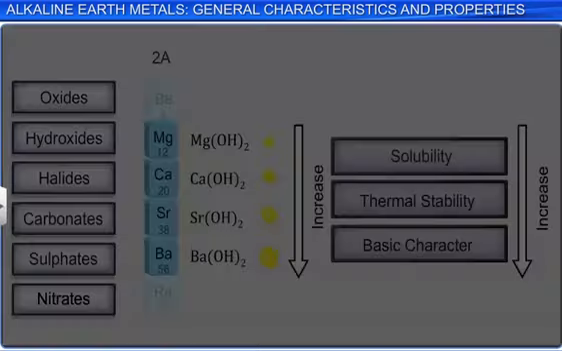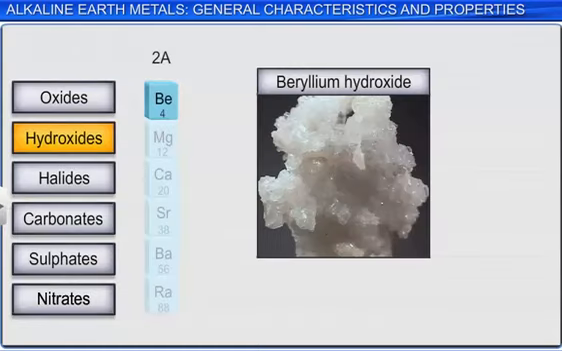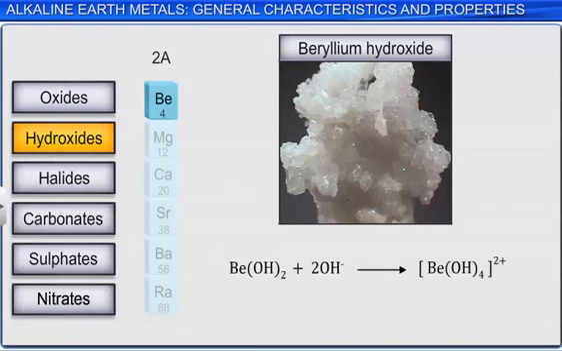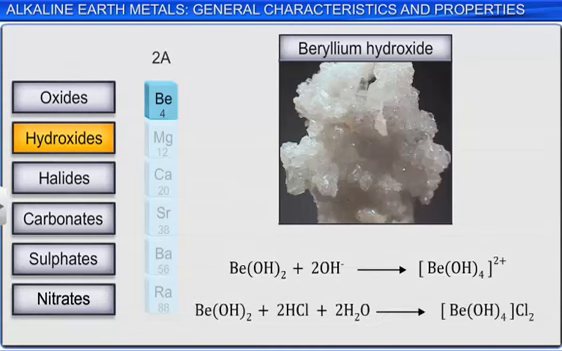Beryllium hydroxide, unlike the other group 2 metal hydroxides, is amphoteric. It can act as both an acid and as a base. In the first reaction, beryllium hydroxide acts as a Lewis acid by accepting electron pairs from hydroxide ions. In the second reaction, beryllium hydroxide acts as a base with hydrochloric acid.